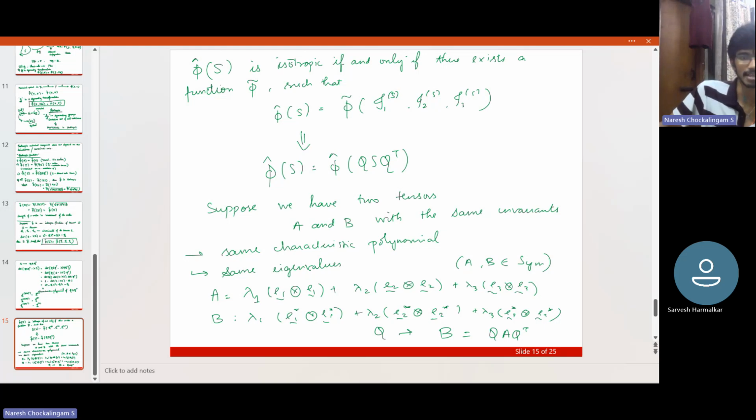They have the same eigenvalues. Therefore, for each of the basis vectors, E1 star tensor E1 star is Q E1 tensor E1 Q transpose, E2 star tensor E2 star is Q E2 tensor E2 Q transpose, and E3 star tensor E3 star is Q E3 tensor E3 Q transpose. Now you can take Q and Q transpose out commonly. Therefore, we get B is equal to Q A Q transpose.